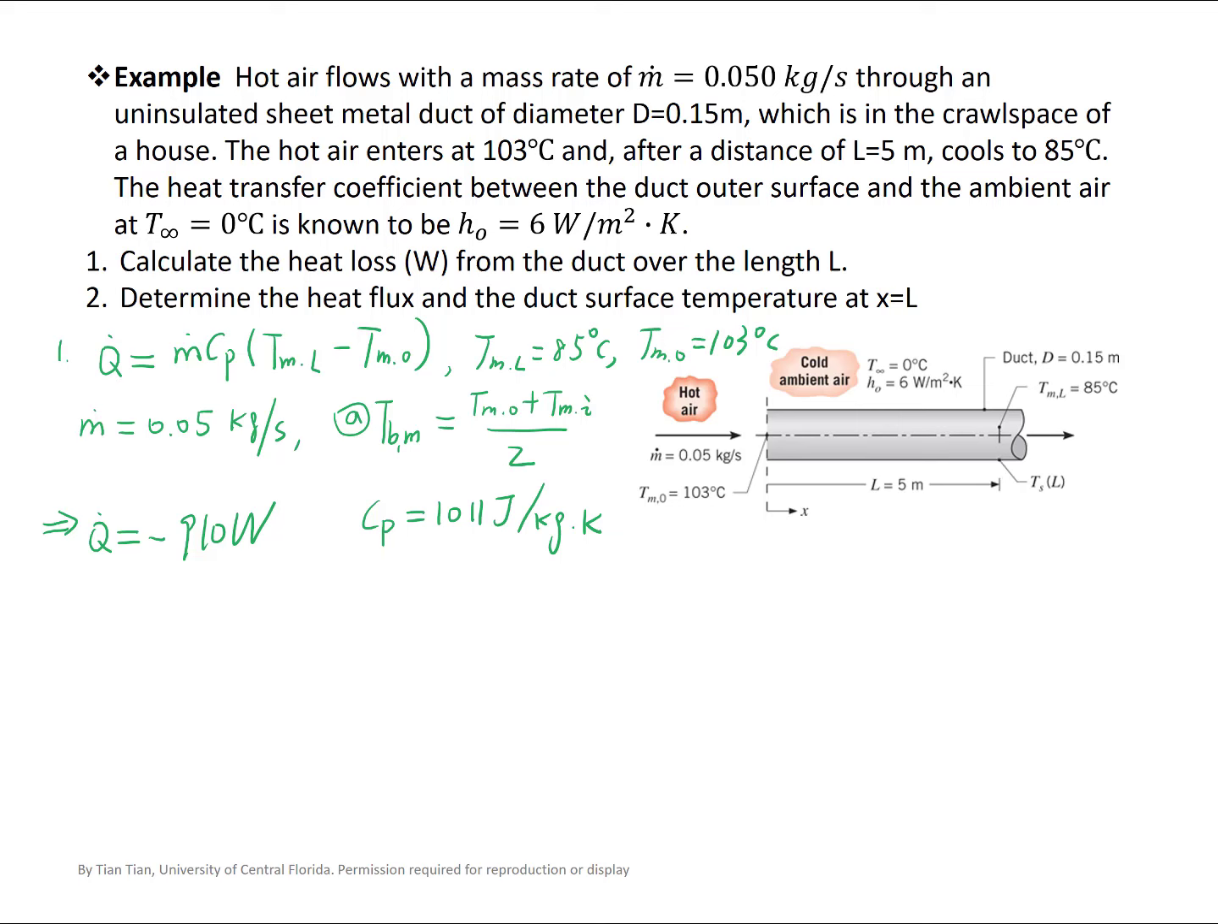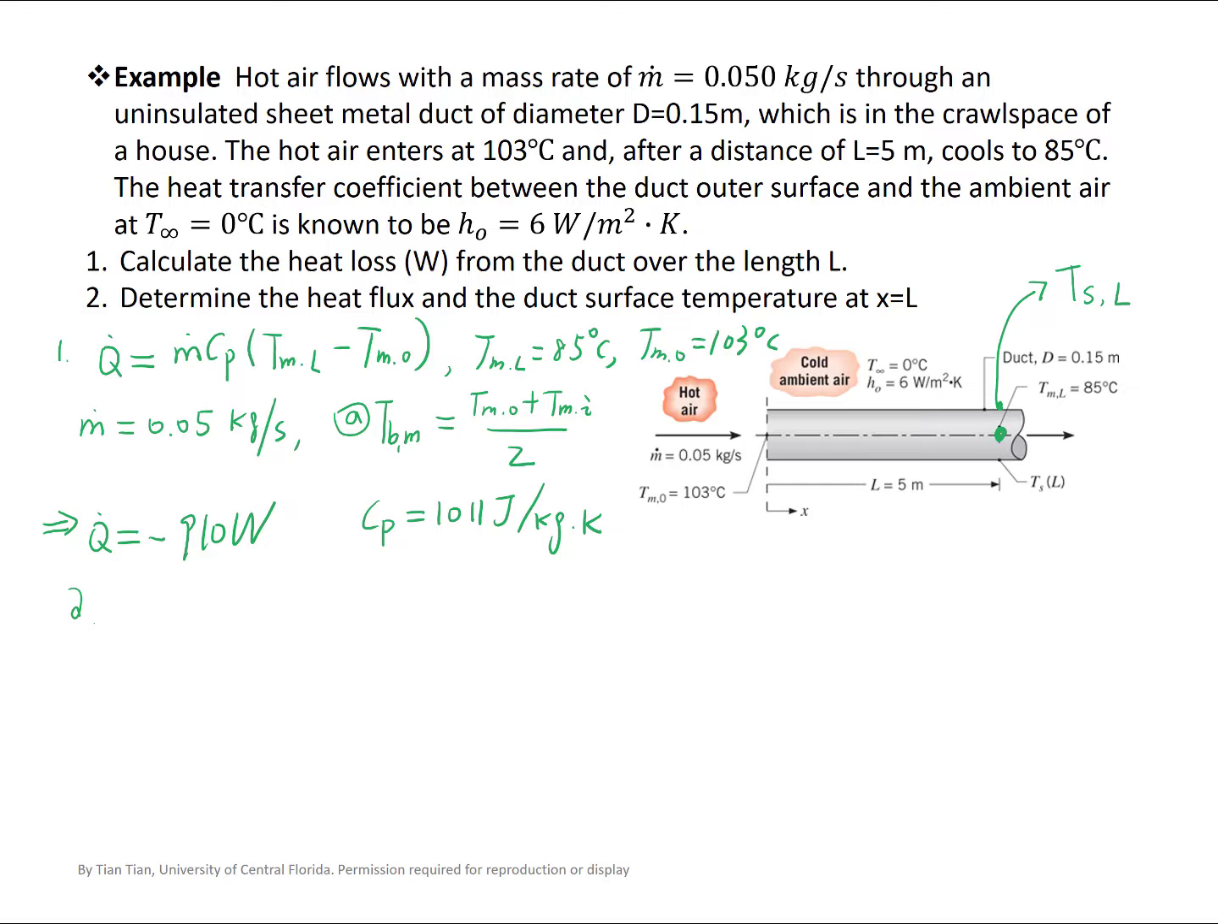The second question, we want to determine the heat flux and the duct surface temperature at axis L. How do we determine this? Let's check what we have. We have the fluid temperature at the exit, which is 85 degrees Celsius. We have temperature of the outer fluid, which is 0 degrees Celsius. We want to find the heat flux at the exit, and we want to find the surface temperature at the exit. Again, I recommend that you pause your video here and try to work this out yourself.